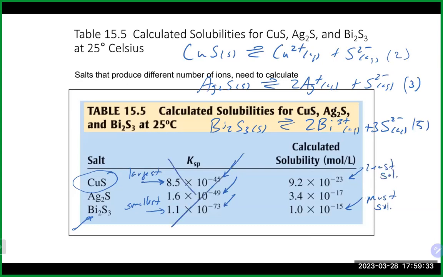So in a situation like this, you should not use the Ksp value to compare. You have to just do the calculation for each of them and compare them after that. But if you had a situation like we had on the previous slide, where everybody has the same number of ions, you can absolutely just directly use the Ksp values to help you make that determination. Questions on that there?